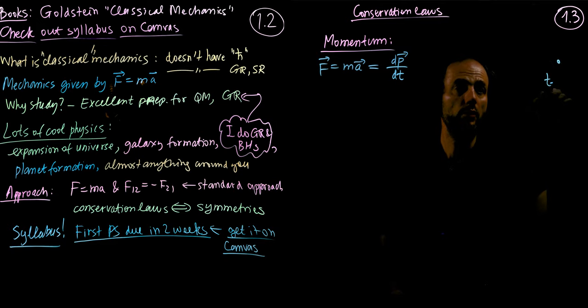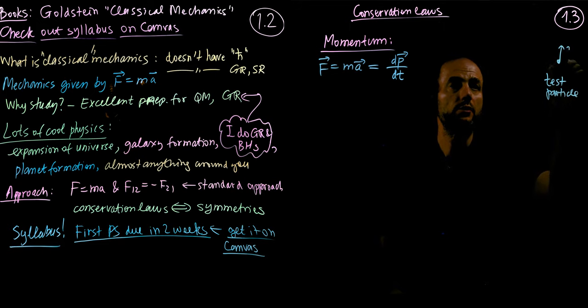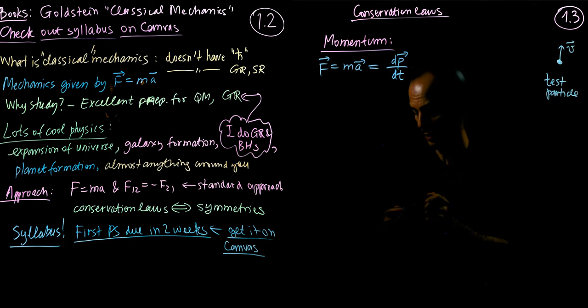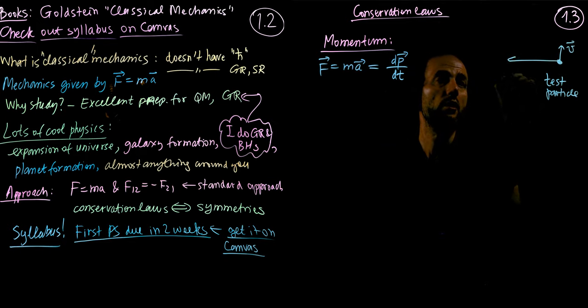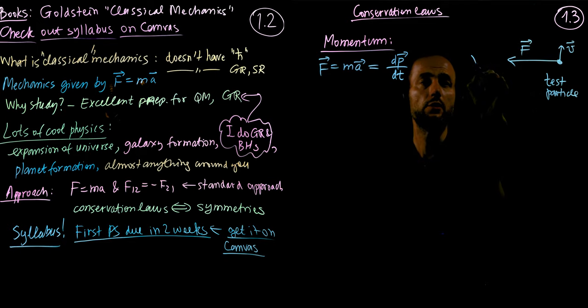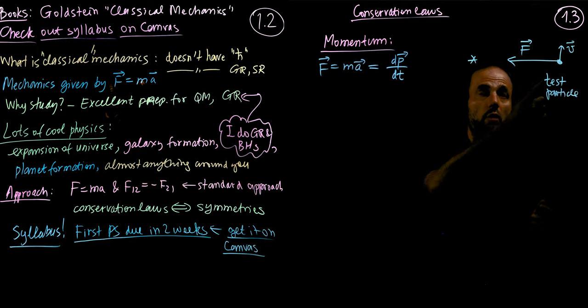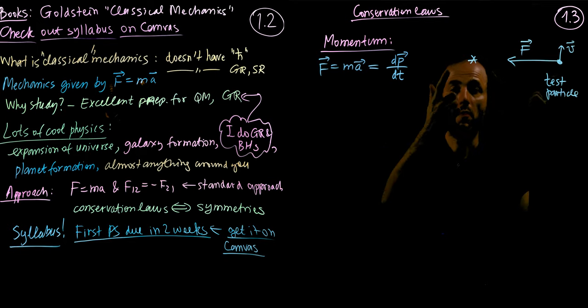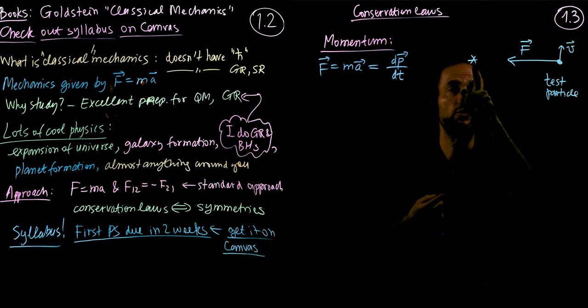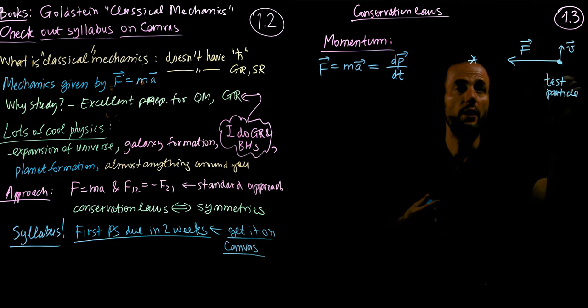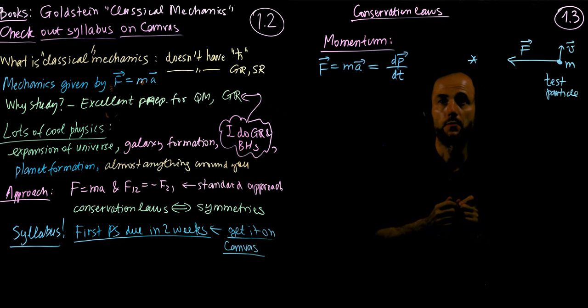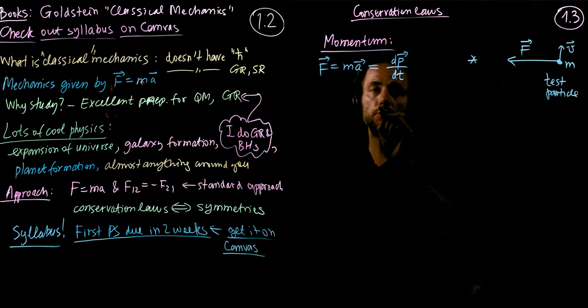A test particle moving at some velocity v under the action of the force F. Perhaps you can think of a system of a planet moving around a star and the two interact gravitationally. So the star applies force F on the planet of mass m. Here, momentum is given by P is equal to m times v.